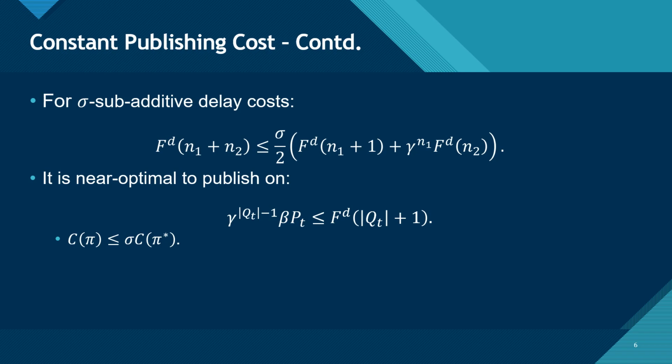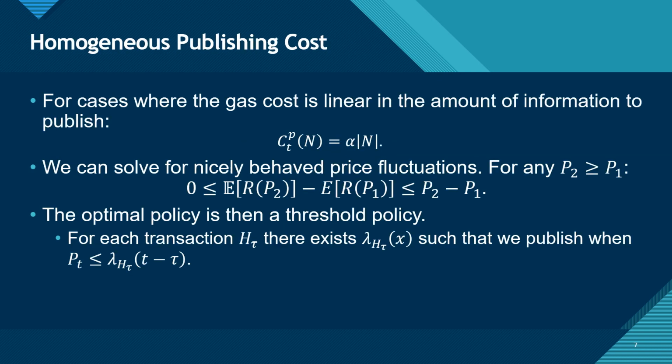So basically, we try to maintain the delay cost and the publication cost about the same, and we prove that this is near optimal. When we say near optimal, we mean that the total cost of this policy is at worst case times sigma more than the real optimal policy. So we showed what is the optimal policy for the constant publishing cost.